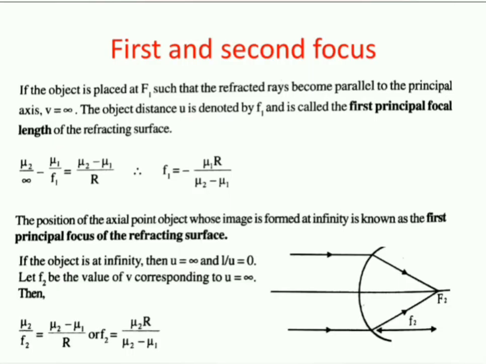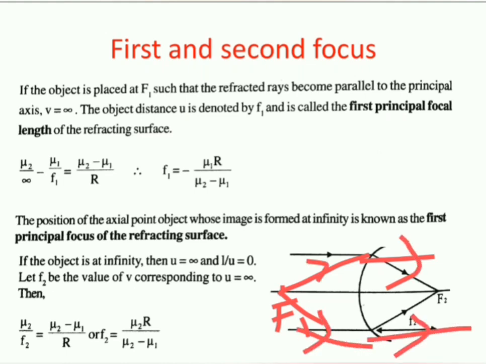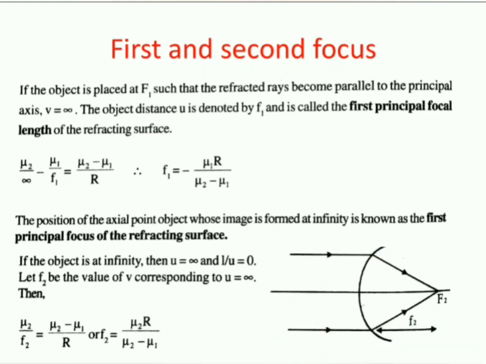Now, first and second focus. The meaning of first focus is, when you have a spherical surface, where should you keep the object so that the rays will become parallel? If I have kept the object at f1, after passing through the spherical surface, they should emerge parallel. So make use of the spherical surface formula. You will get the first focus as f1 equal to minus of mu1 r by mu2 minus mu1.